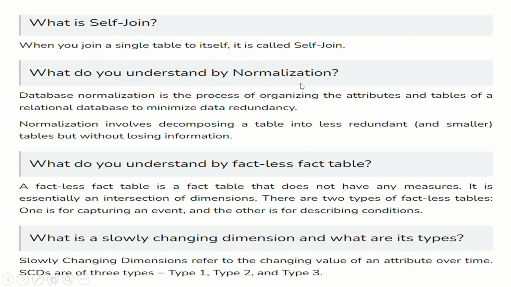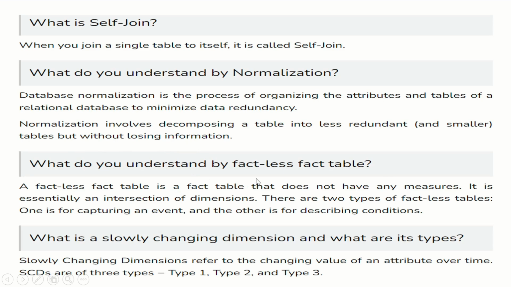What do you understand by normalization? Database normalization is a process of organizing the attributes and tables of a relational database to minimize data redundancy. Normalization involves decomposing a table into less redundant and smaller tables but without losing information.